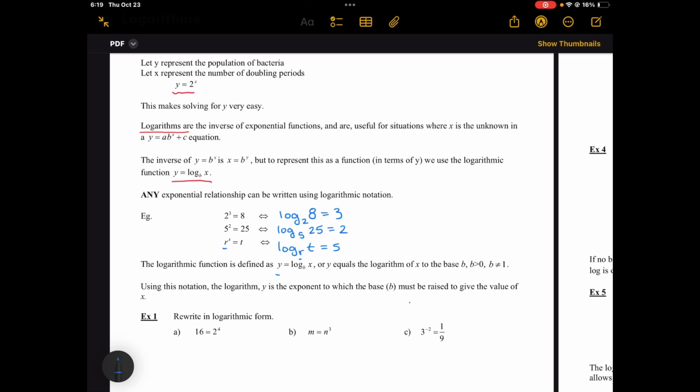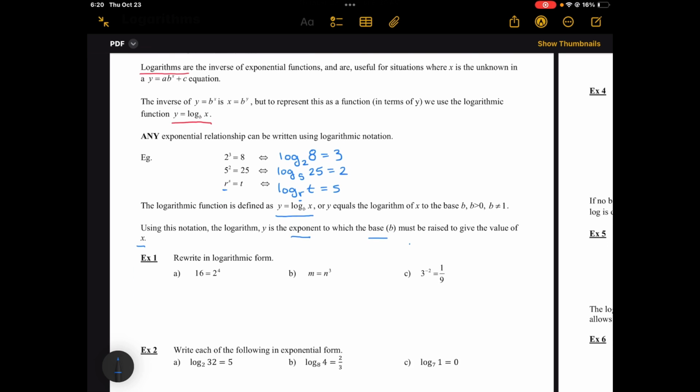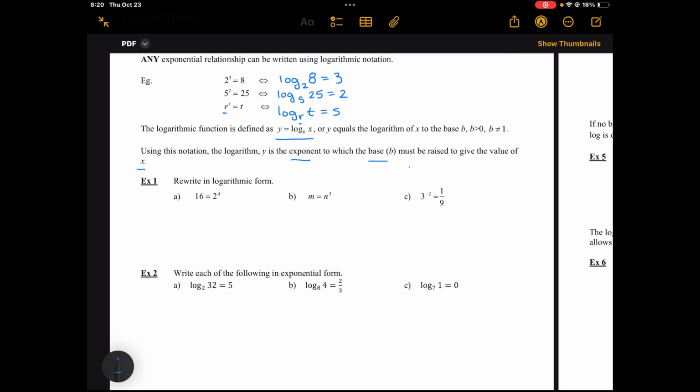So this is our definition of the logarithmic function, y equals log base b of x. b has to be greater than 0, and it can't be equal to 1. And we say that y is the exponent to which the base must be raised to give the value of x. So the first thing that we're going to do is rewrite these in logarithmic form.